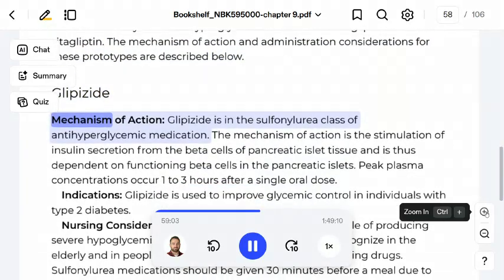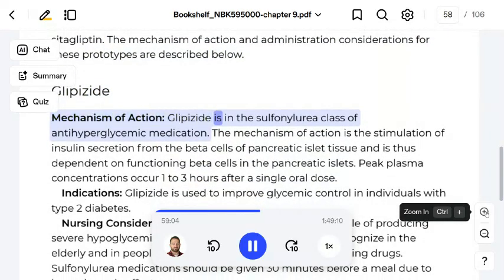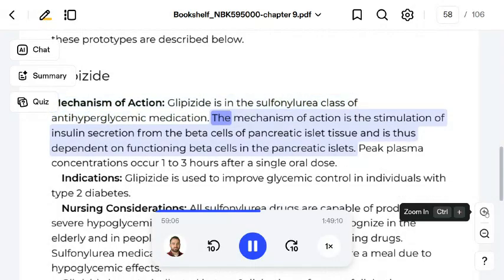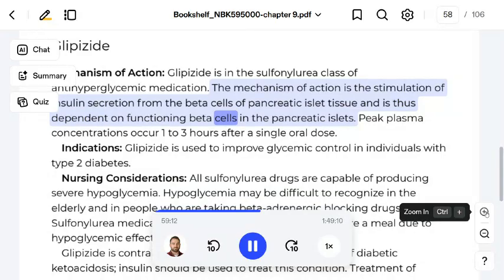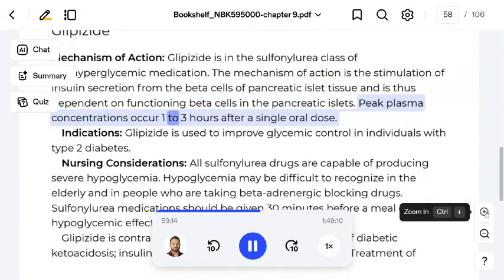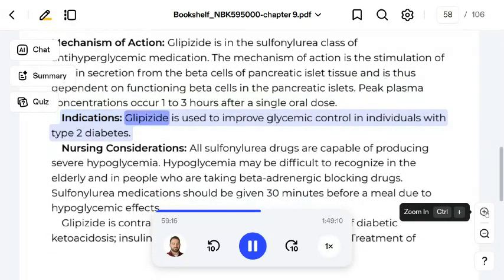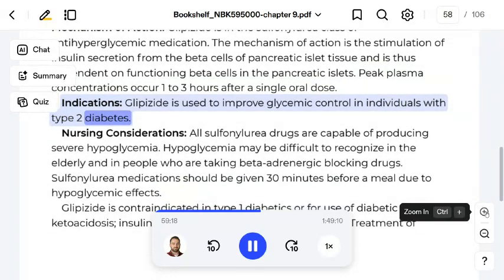Glipizide. Mechanism of action. Glipizide is in the sulfonylurea class of antihyperglycemic medication. The mechanism of action is the stimulation of insulin secretion from the beta cells of pancreatic islet tissue and is thus dependent on functioning beta cells in the pancreatic islets. Peak plasma concentrations occur 1 to 3 hours after a single oral dose. Indications: glipizide is used to improve glycemic control in individuals with type 2 diabetes.